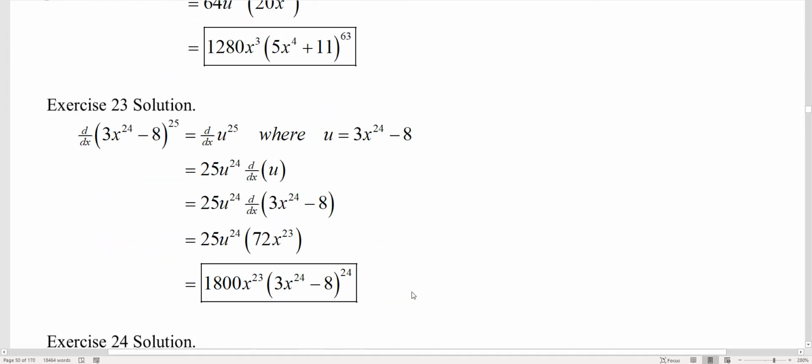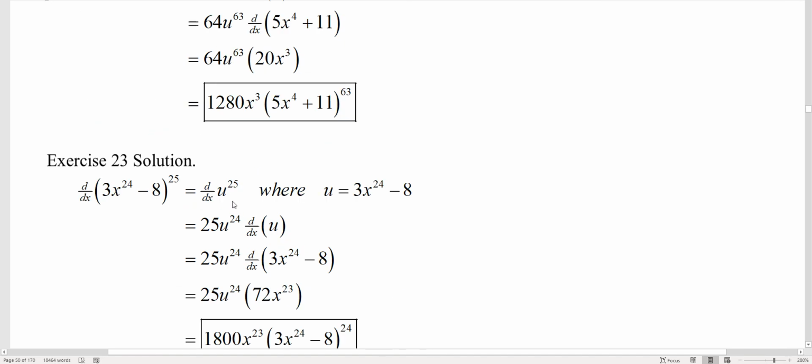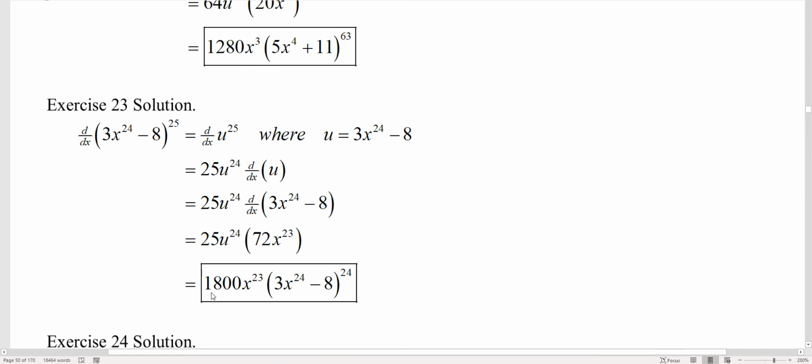The next one's very similar. This time u is 3x to the 24th minus 8, and that's all to the 25th power. So that's the derivative of u to the 25th. So it's 25u to the 24th times the derivative of u. The derivative of u this time is 72x to the 23rd. And then 72 times 25 is 1,800. We got x to the 23rd, and we've got a u to the 24th, which is 3x to the 24th minus 8 to the 24th there.